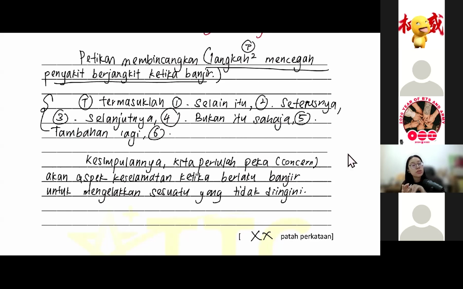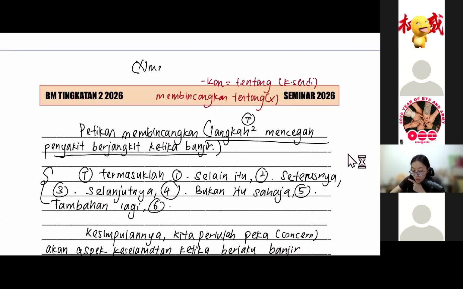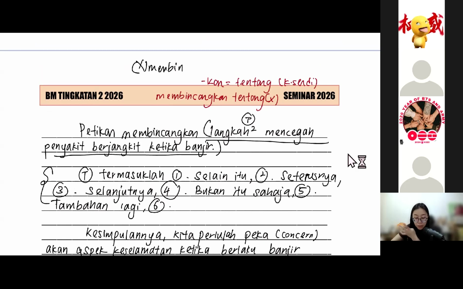No, we normally don't say membincang tentang. We don't have this word membincang. We only have berbincang. Berbincang tentang is like I'm discussing with you. I'm doing this thing with you now. Okay, but then I want to discuss about one topic, normally they're using membincangkan instead of membincang or ber. We only have berbincang tentang or membincangkan.